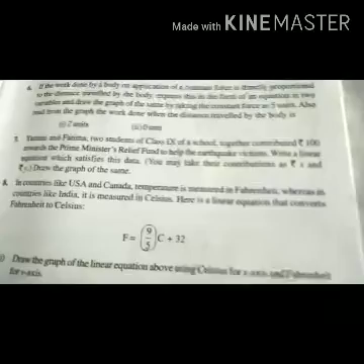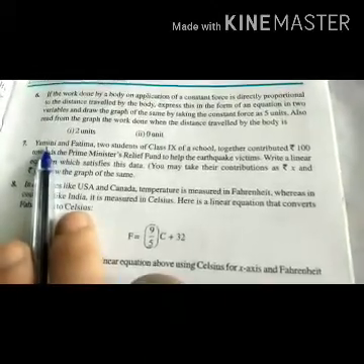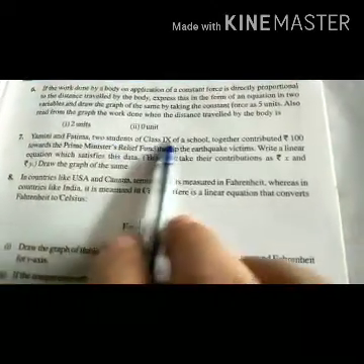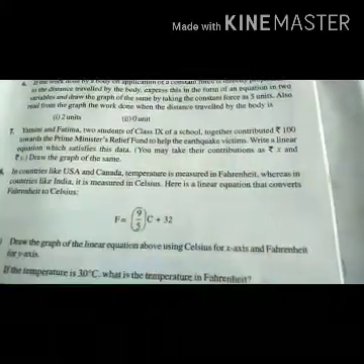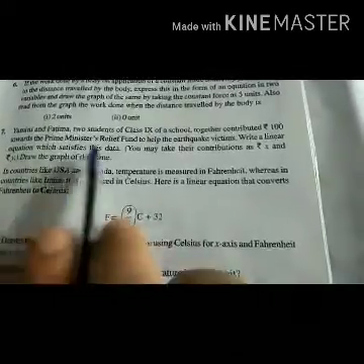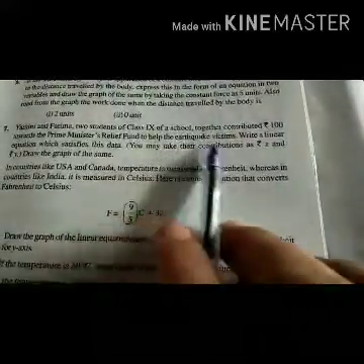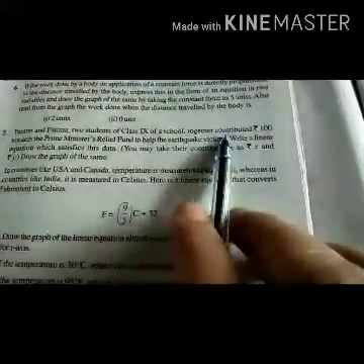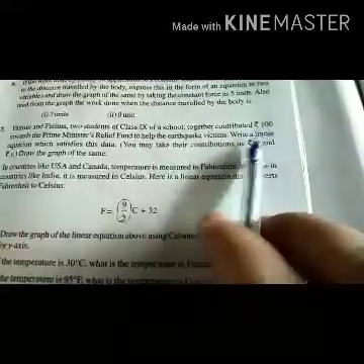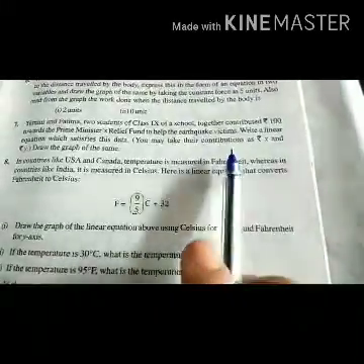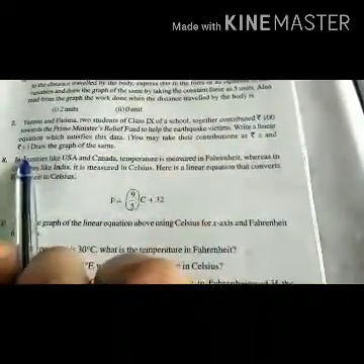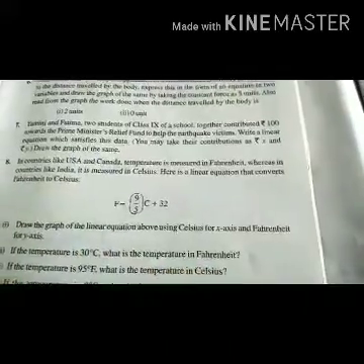Okay students, now question number 7. Yamini and Fatima, students of class 9th, together contributed rupees 100 towards the Prime Minister's Relief Fund to help the earthquake victims. Both are contributing 100 rupees in the Prime Minister's Fund. Write a linear equation which satisfies this data. You may take the contributions as rupees X and Y and draw the graph of the same.